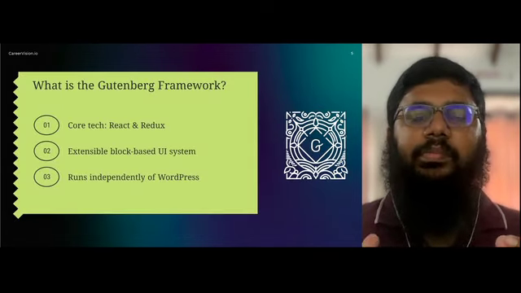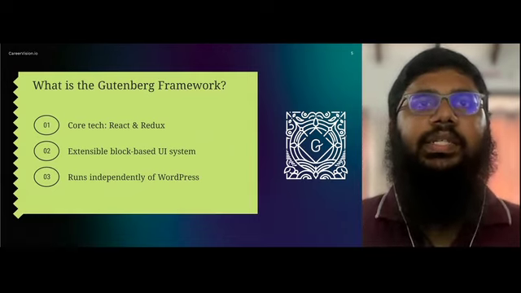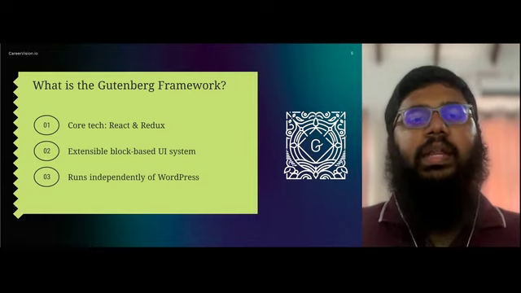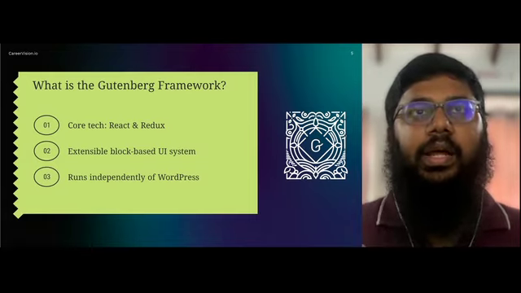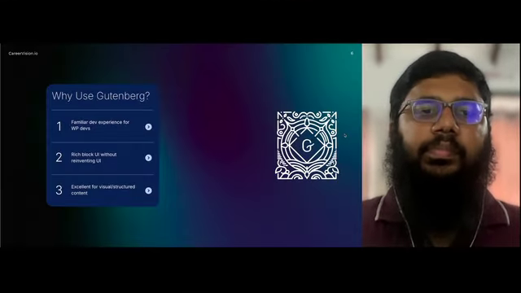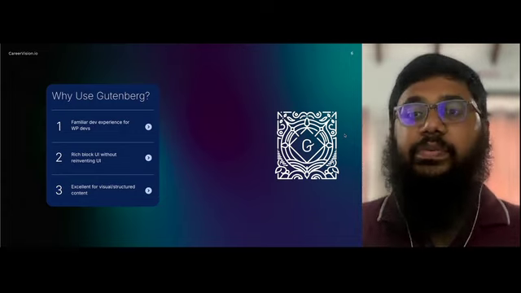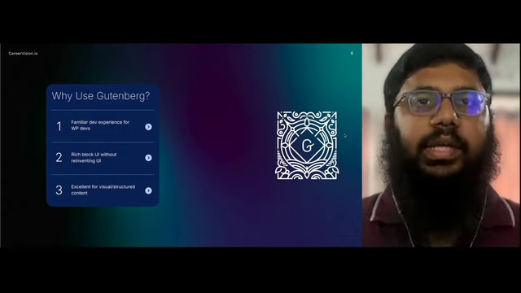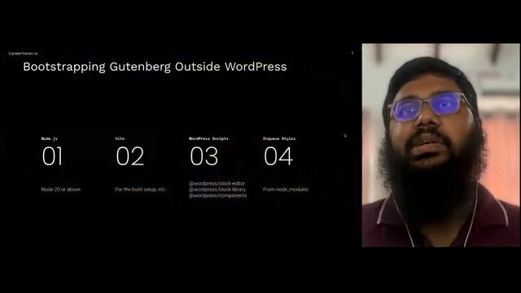What is the Gutenberg framework? It uses Redux and React. It's extensible. What it means by extensible is you can create your own blocks. We will see what it means in a little while. And it also runs independently of WordPress. What does that mean? We don't need WordPress to use Gutenberg. But why use Gutenberg? Because it's familiar for us as WordPress developers, and it has that rich API. It is also excellent for structured text content.